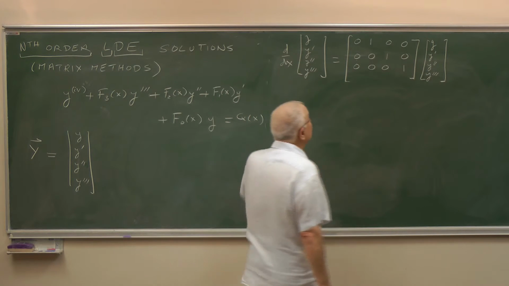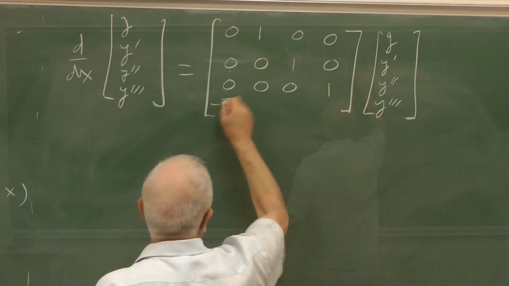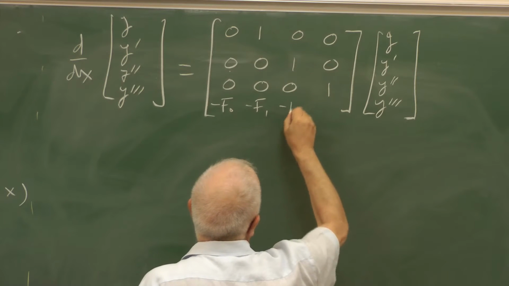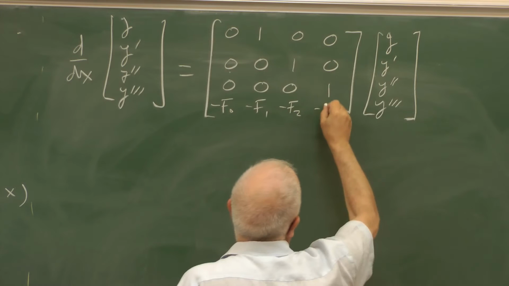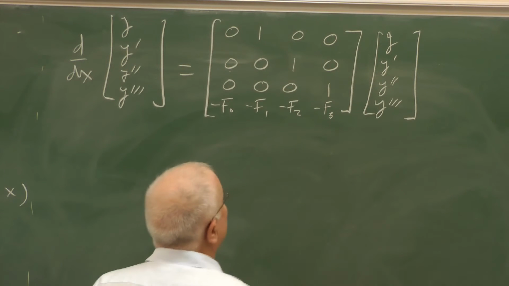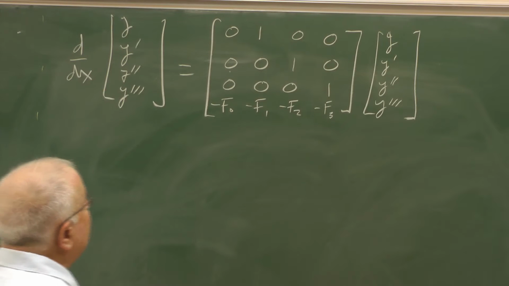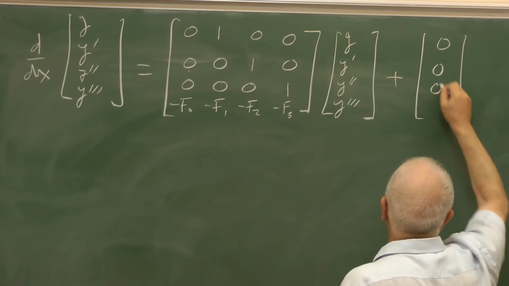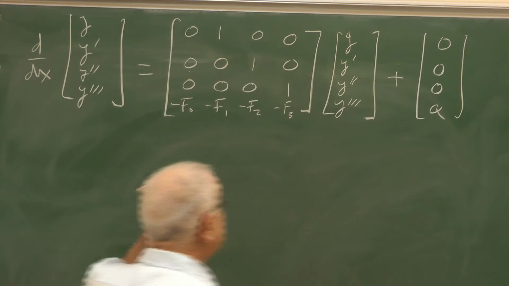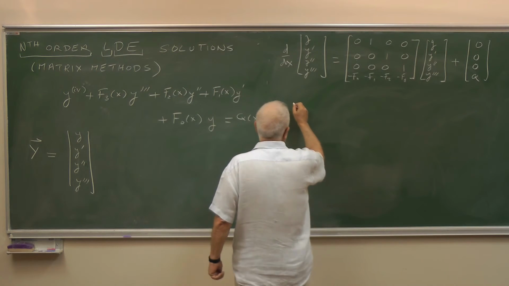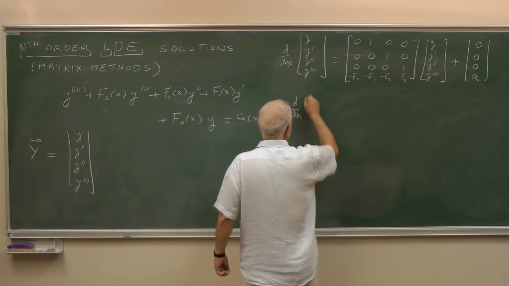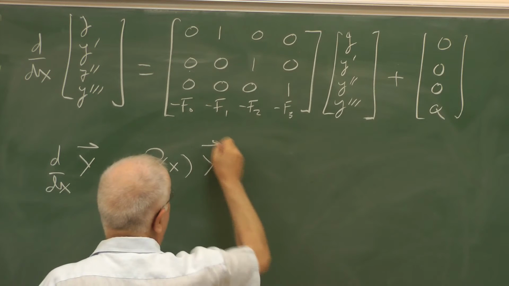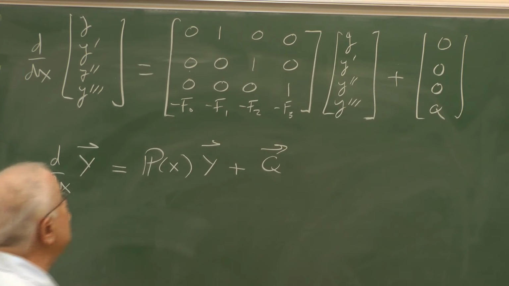So the fourth derivative equals minus f0 times y, minus f1 times y prime, minus f2 times y double prime, and minus f3 times y triple prime. We are not done yet. We have the inhomogeneous term, 3 zeros and a q. So we can write this in shorthand, d/dx y equals a matrix times y, and then the inhomogeneous term q.